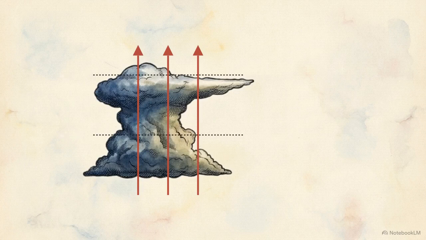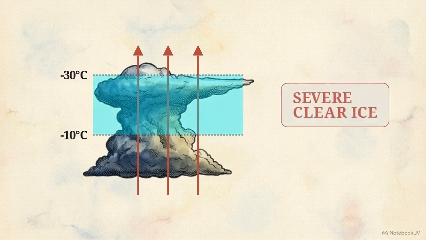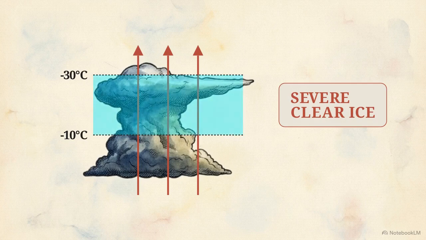Severe clear ice accumulates most rapidly in the core of the updraft, specifically in the temperature band between -10 and -30 degrees Celsius, where supercooled water droplets are largest.